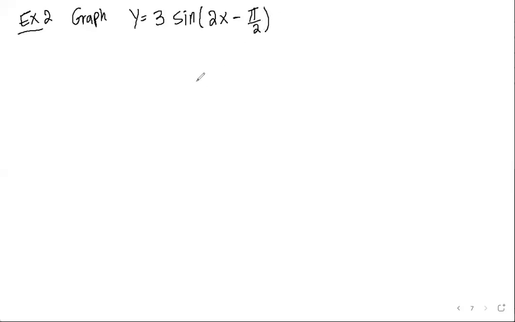Okay, another example, the last example in this section. Example 2: graph y equals 3 sine (2x minus pi over 2), pi over 4. How can I graph this one?